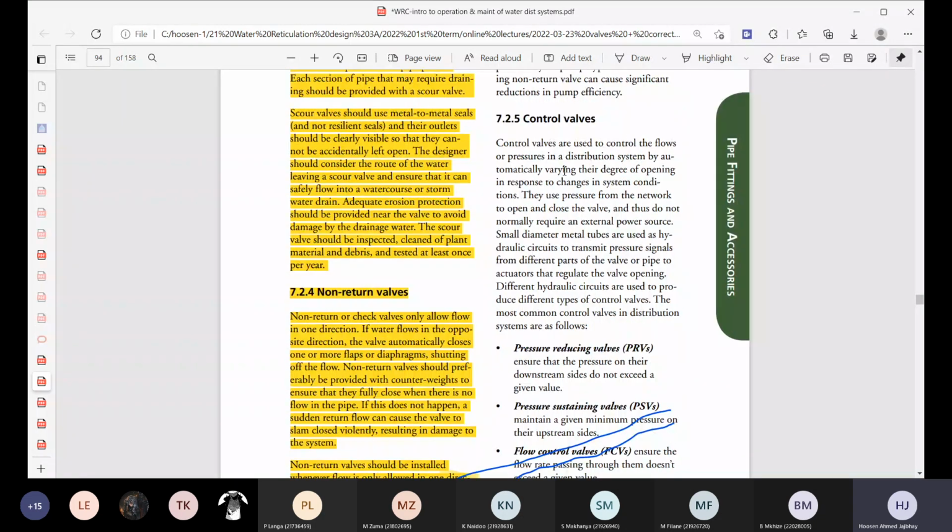Control valves, like I said, they could be used for the control of pressure in the pipeline. You may also want to control the amount of flow in a particular pipeline, or you want to control, for example, the level in a reservoir. So it would have a specialized application.